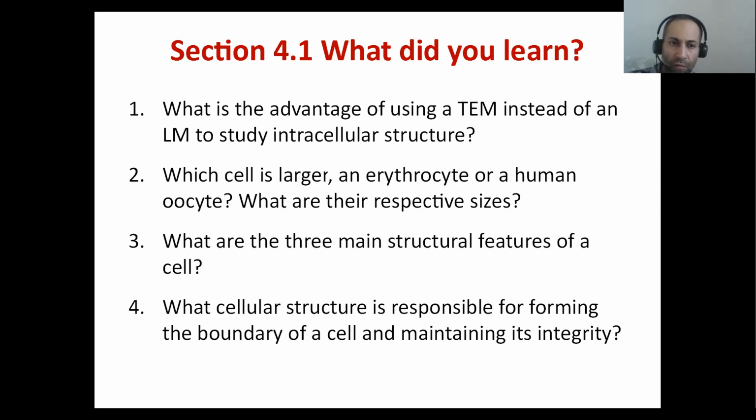What are the three main structural features of a eukaryotic cell? The cell membrane, the nucleus, and the cytoplasm. What cellular structure is responsible for forming the boundary of a cell? The cell membrane.